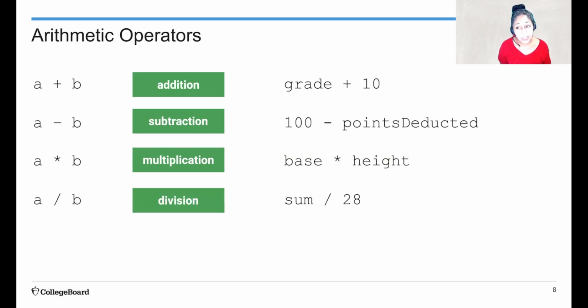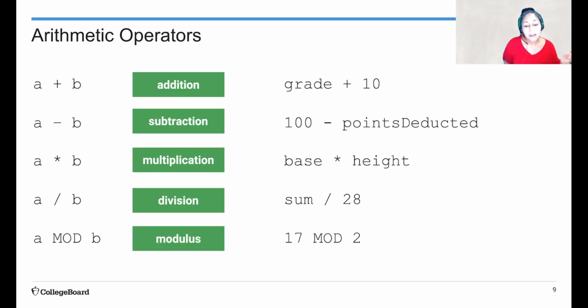I can do division in programming, of course, which is indicated with the slash, which is shared on the same key as the question mark on your keyboard. That is how I indicate division in programming. I can't actually do the little dot with the line and the dot. I can't do that in programming. So for example, sum divided by 28 would be how I represent that.